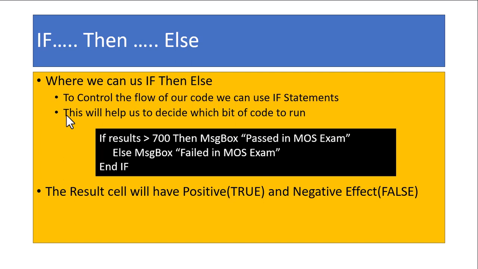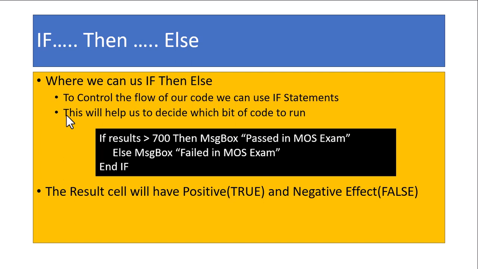So when I write the code, I will write: if result is equal to or greater than 700, then the message box is going to pop up, saying you passed your MOS exam, or whatever. I congratulate them, welcome to the world of MOS and so on. If that's not happening, then I'll say maybe better luck next time, or I will just give a blunt reply, "Failed in the MOS exam," and then I'll close that with an End If.